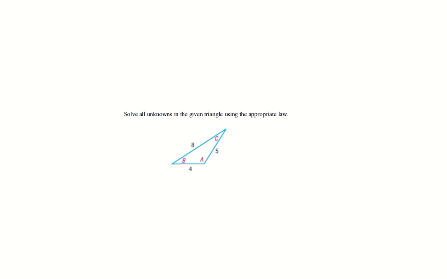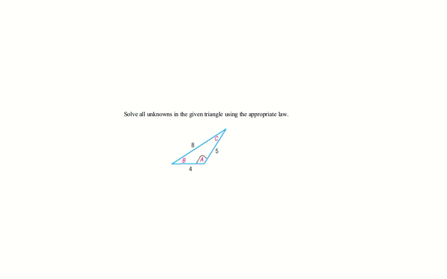Now, this question says, solve all the angles in a given triangle using the appropriate law. Here we have a triangle with 3 unknown angles, but the question gives us all 3 sides. This type of question is clearly an application of the cosine rule, and as you will see later, also the sine rule as well. So I'm going to start by trying to solve for angle A using the cosine rule.